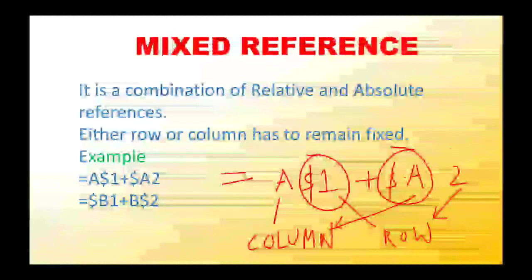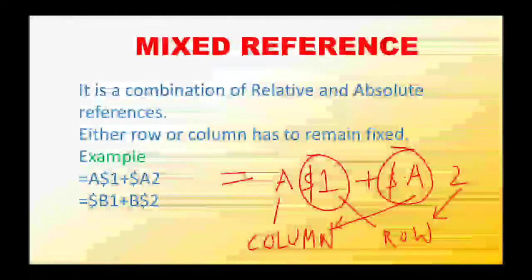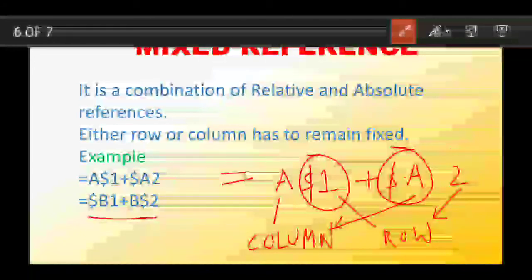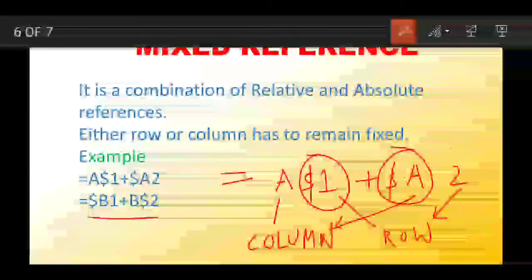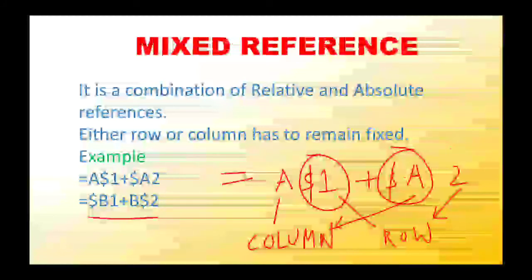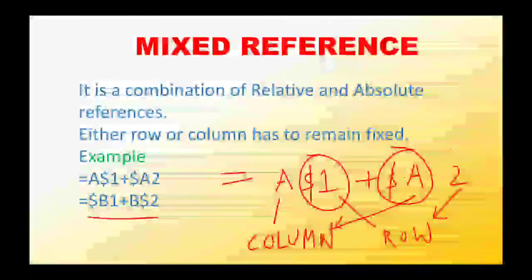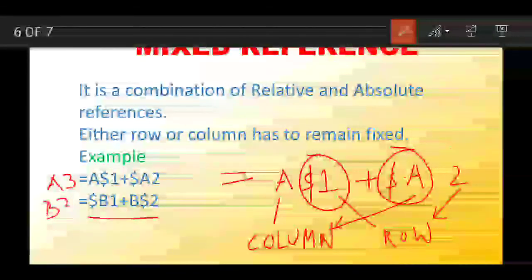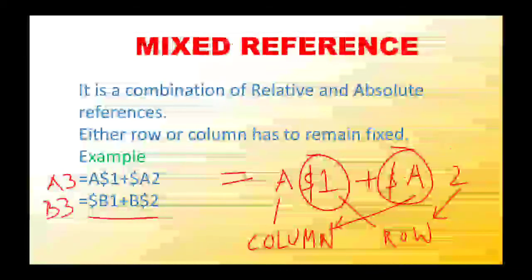So this is called a mixed cell reference. Now what will happen in a mixed cell reference? If we copy the second example, you can see here, this is the second example, $B1 plus B$2. If we copy this formula, suppose it has been stored in A3, and we copy it from A3 to B3, then what is going to happen?